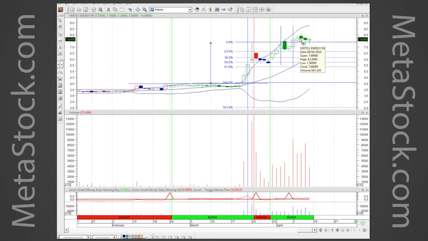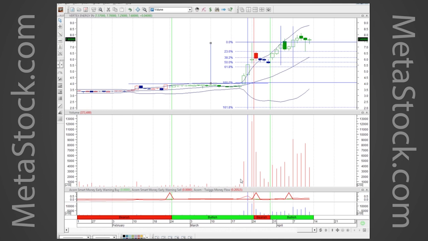So this is the aggressive way to trade flags. To avoid false breakouts, firstly, make sure that the stock has had a significant increase in volume when it broke out. As you can see here, that was a big jump. What I look for is a minimum of a 500% increase in the volume one day over the previous.